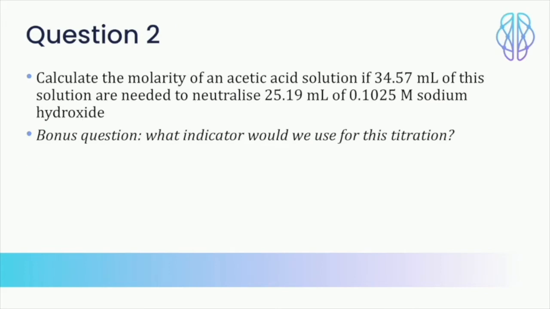Now that you know the basics of how to set up a nice working solution, we'll go through another question. So in question 2, we're asked to calculate the molarity of an acetic acid solution if 34.57 milliliters of this solution are needed to neutralize 25.19 milliliters of 0.1025 molar sodium hydroxide. And as a bonus question, I want you to tell me which indicator we would use for this titration.